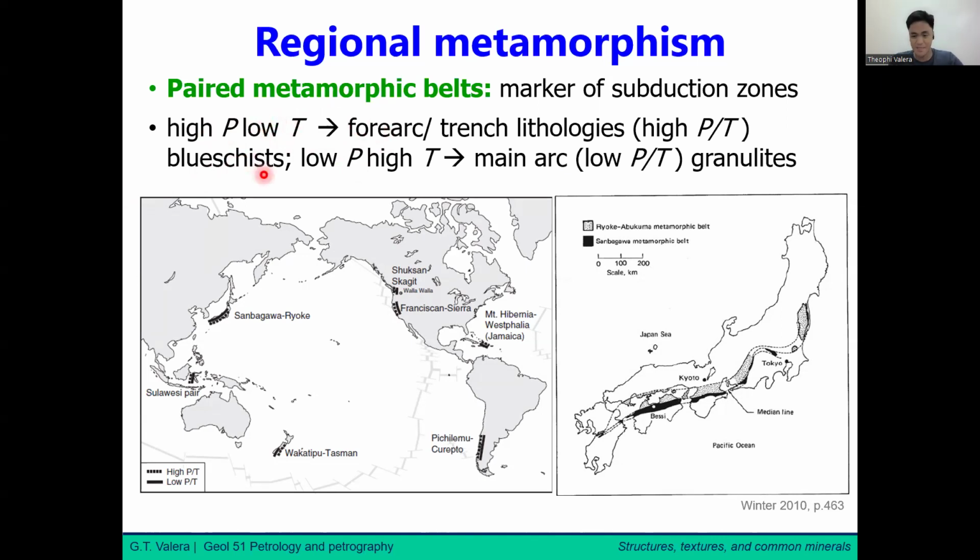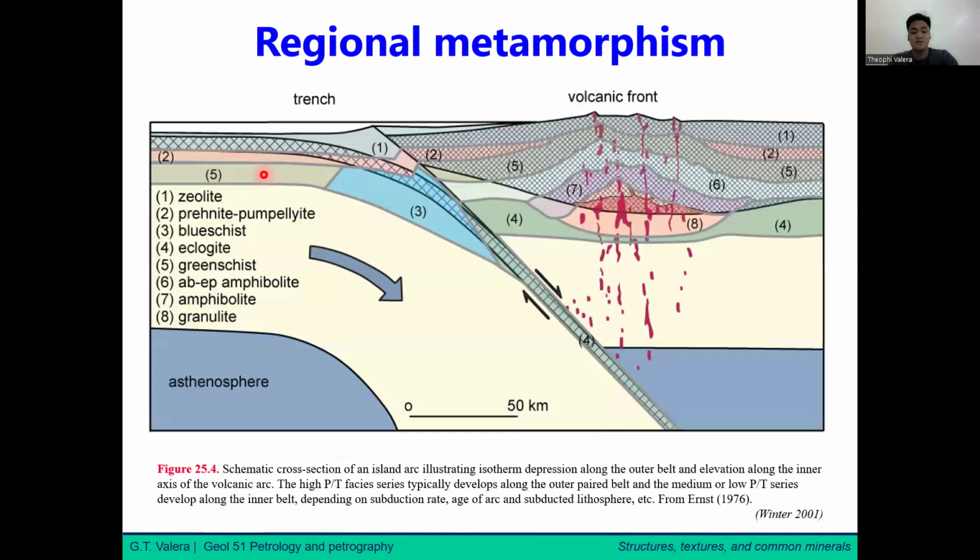On the other hand, behind the subduction zone, or sorry, not behind the subduction zone, but behind the trench. So behind the trench, you have the arc, and in the arc, basically, the rocks experience elevated temperatures at moderate to high pressures, leading to a distinct group of rocks such as amphibolites, granulites, and maybe some eclogites at deeper levels. So that is how it looks like.